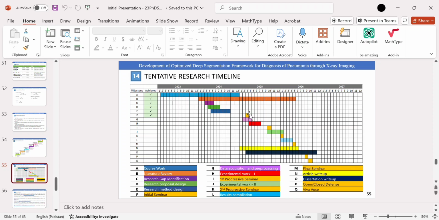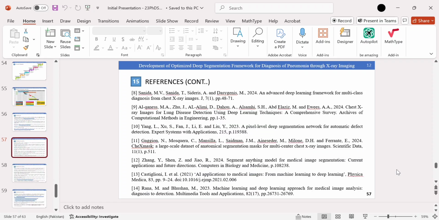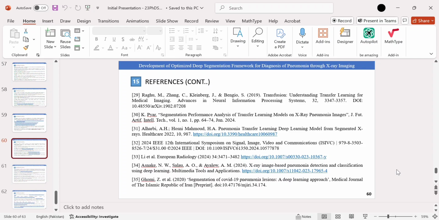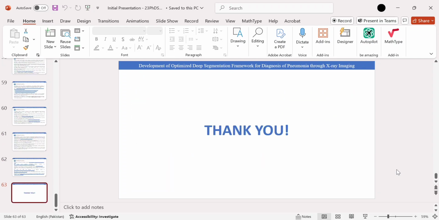This is the tentative research timeline for my research. Currently I'm at the initial seminar stage, March 2025, and this is the tentative time schedule. And these are the references that include the peer-reviewed journals, datasets, and the benchmark studies relevant to my research.